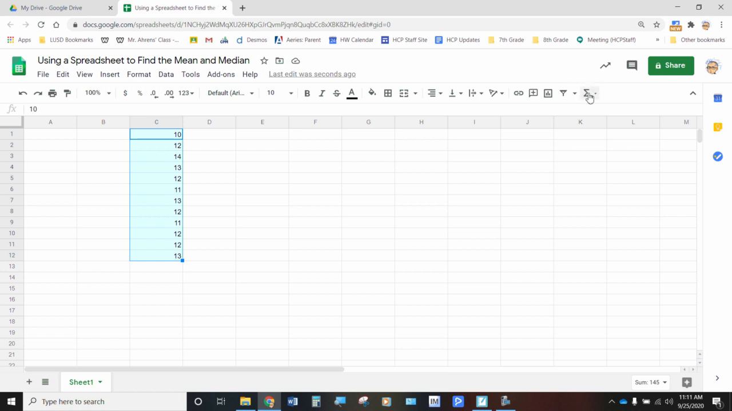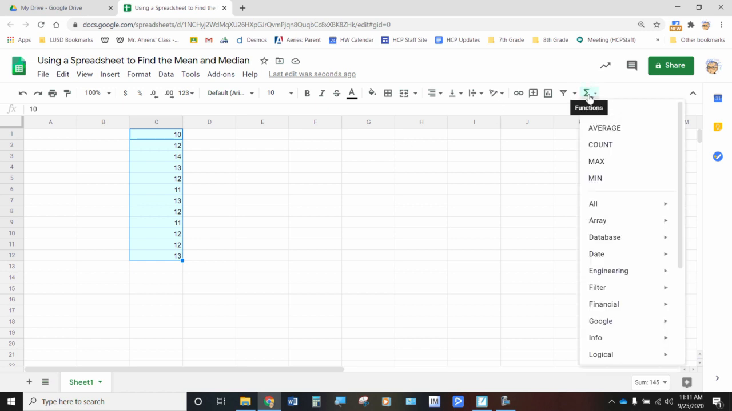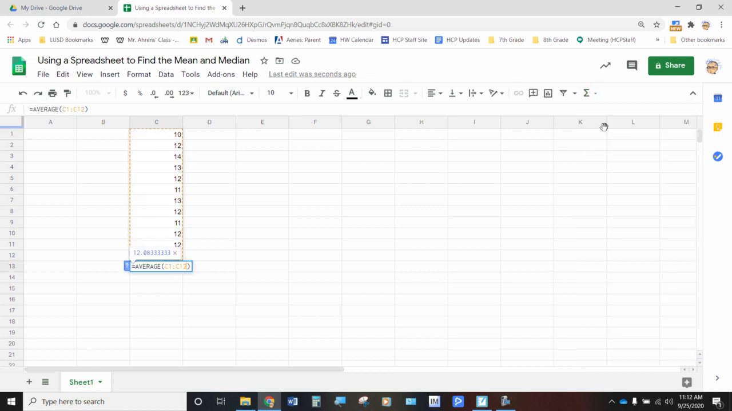And then I'm going to come over to this symbol right there. It's called a sigma. And this allows me to use a bunch of different functions. And the average is what the spreadsheet calls the mean. So I'm going to click on average, and it's going to ask if I want to find the average of all these numbers. And I'm going to say yes.